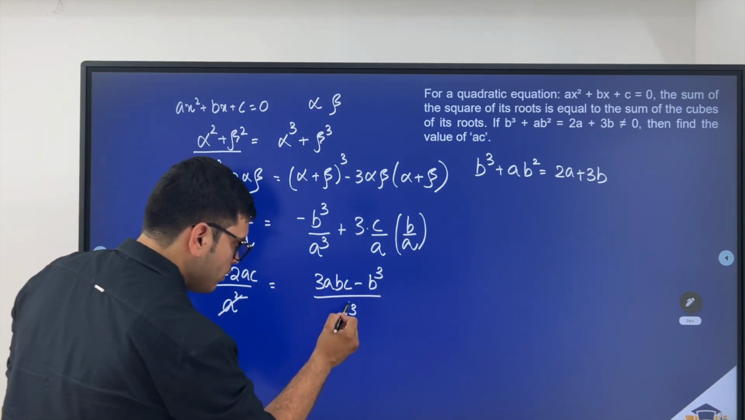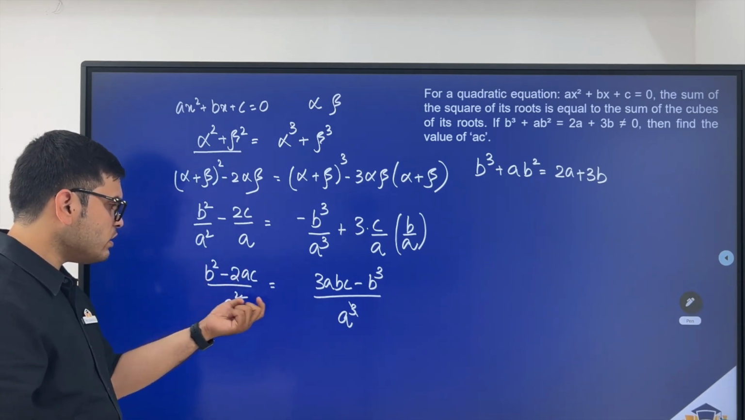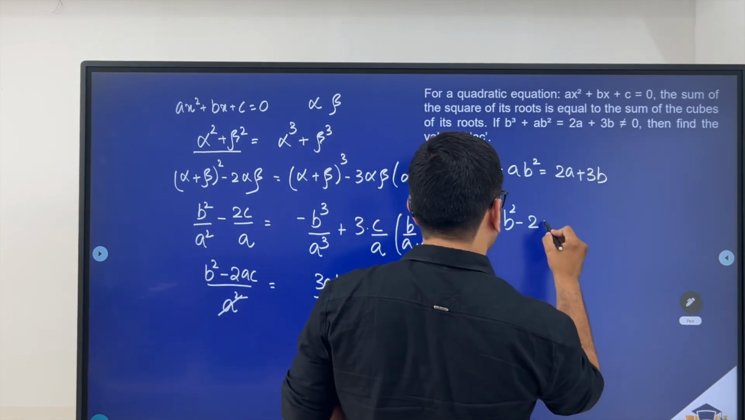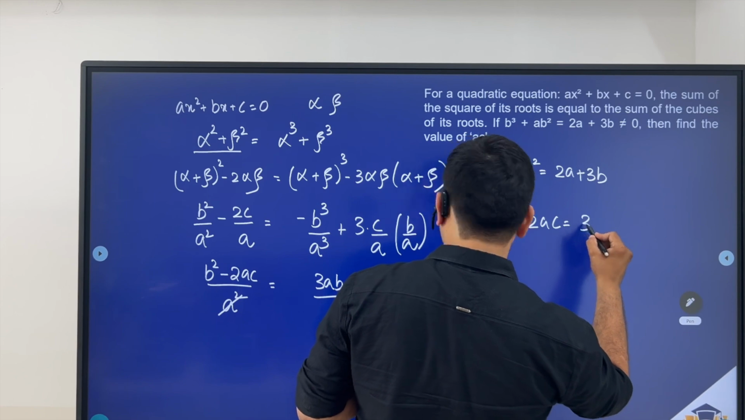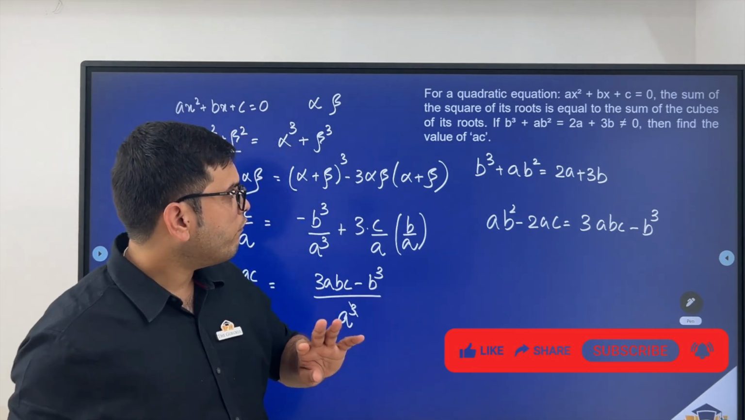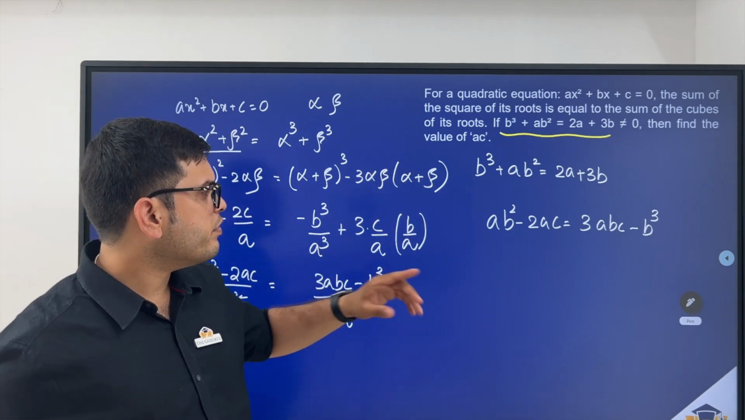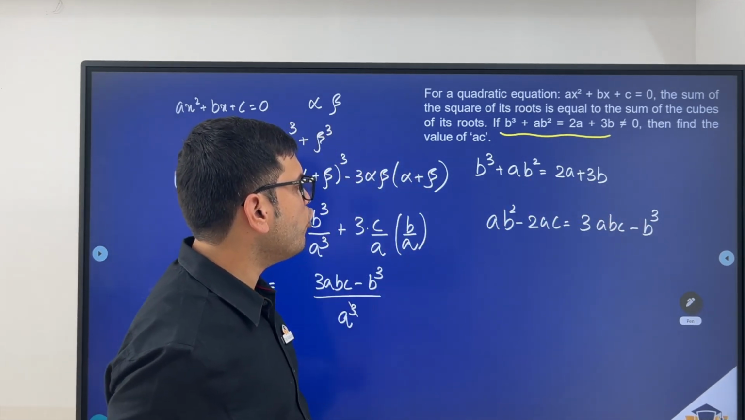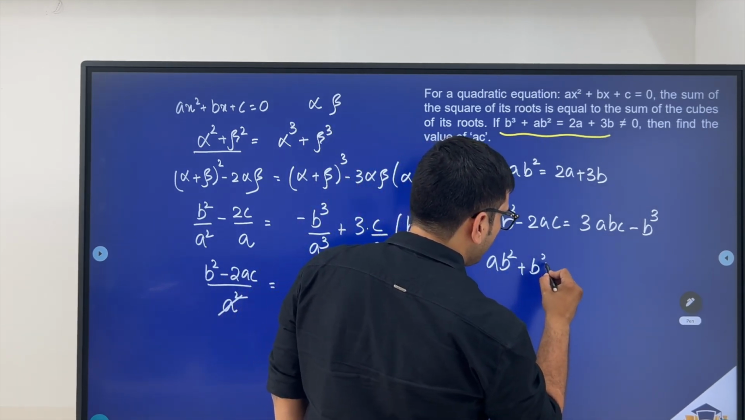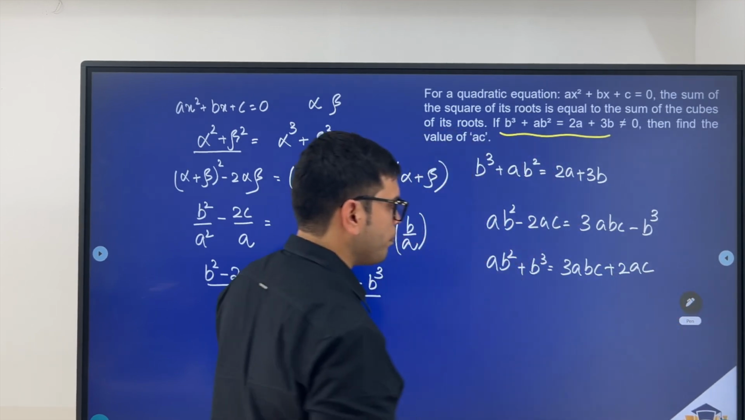Now I can cancel a square on both sides. So if I multiply the left hand side term with a, you will have ab square minus 2ac is equal to 3abc minus b cube. Now our job is to use this equation to find the value of ac. In order to do that, let me bring b cube to the right hand side, hence you will have ab square plus b cube is equal to 3abc plus 2ac, right?